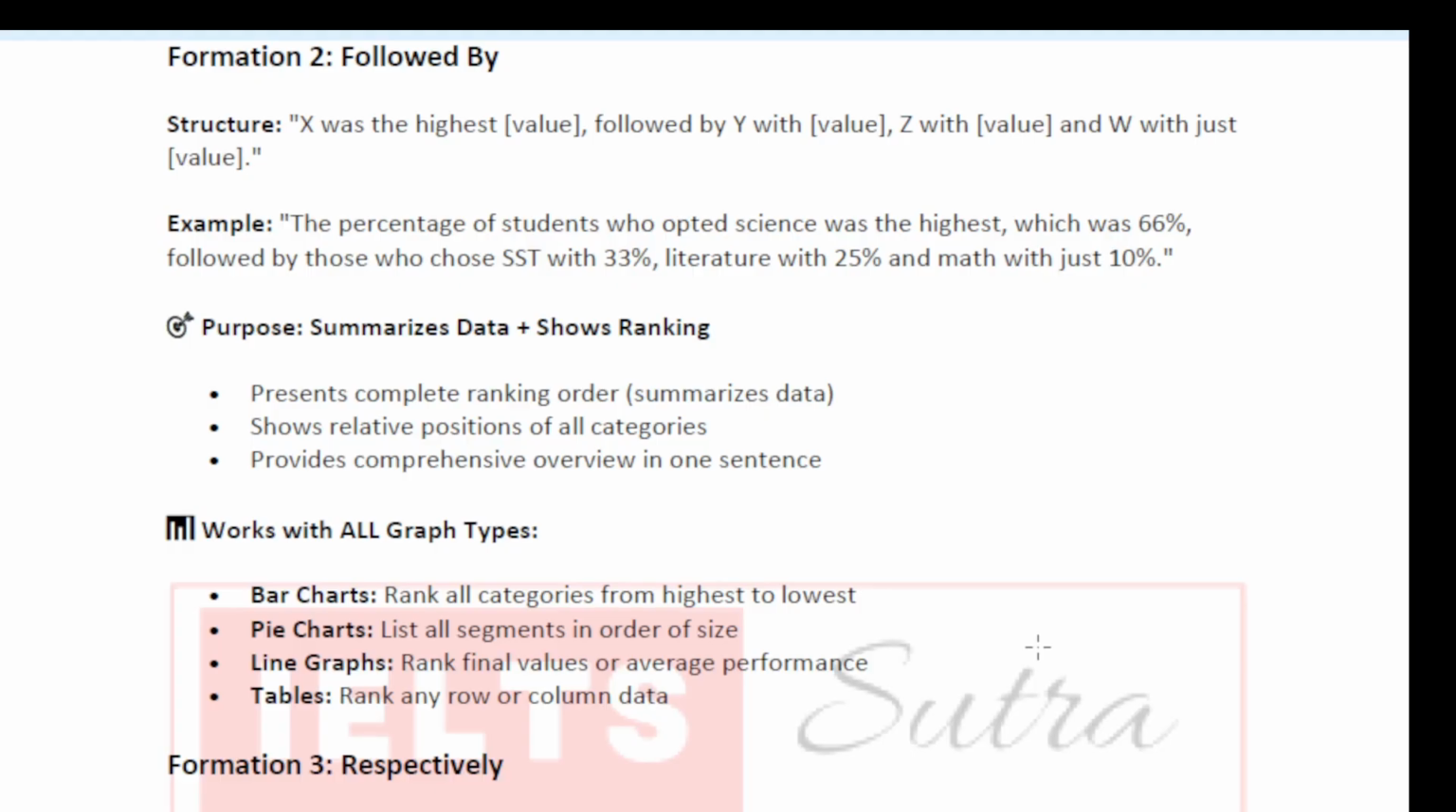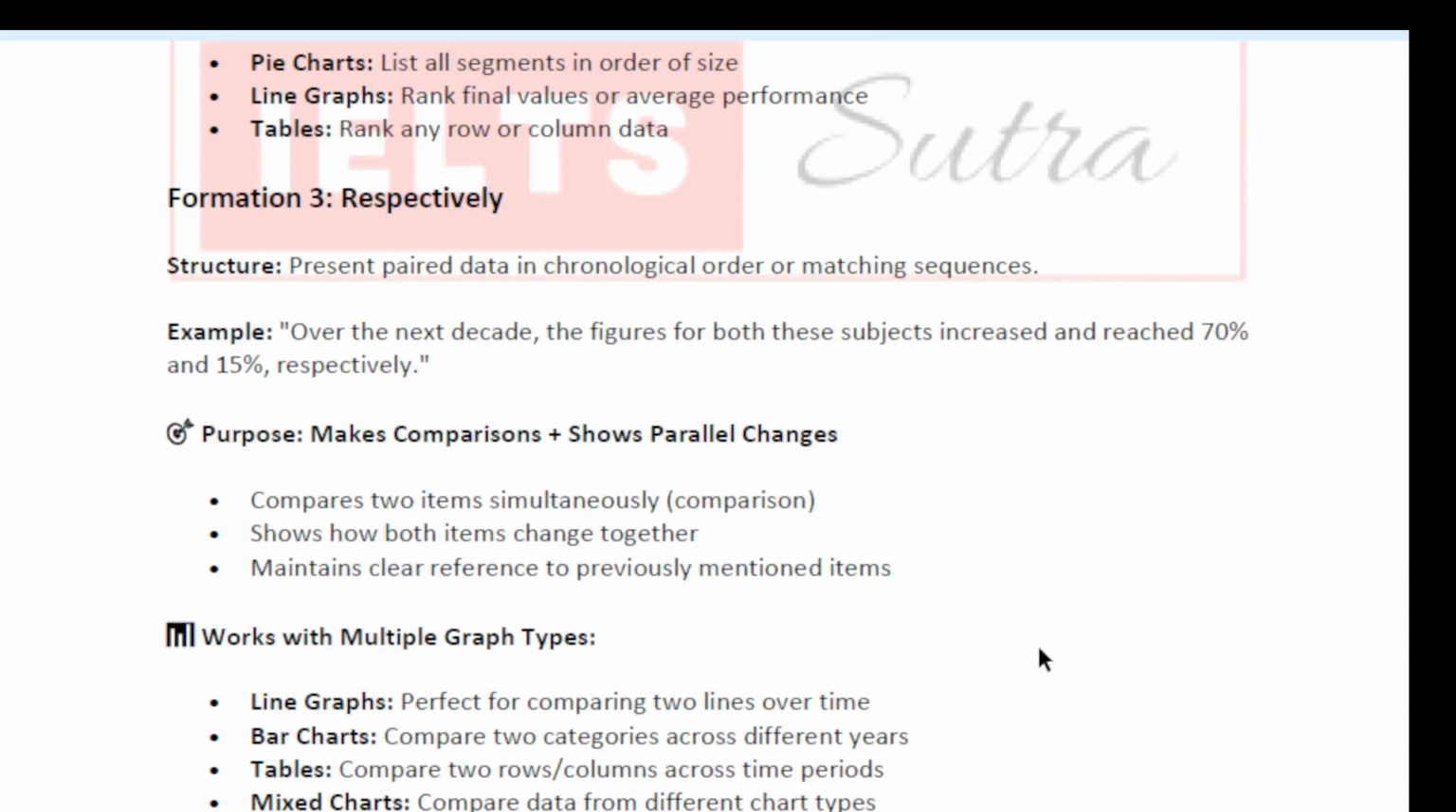Again, it can be used in different graphs to show the rankings of all the categories. And you should use it whenever you have a lot of data, when you want to present different data points in a very short form, in a very small sentence, right? Okay, so let's move ahead.